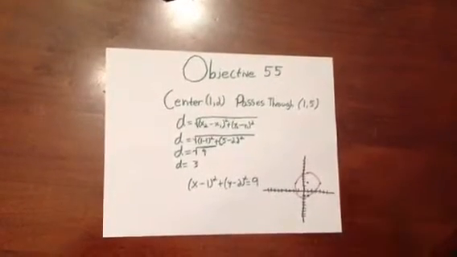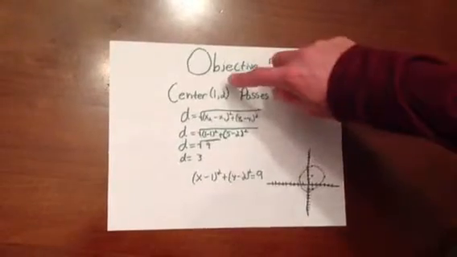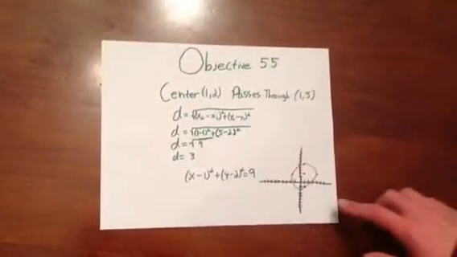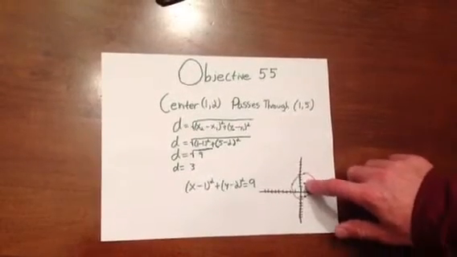Next, you have to graph the circle. So you obviously plot the center, which they already give you as 1, 2. So you go 1 over, up 2. So that's your center right there.